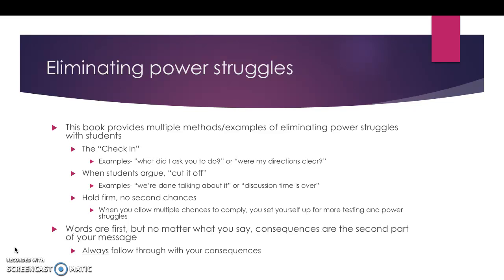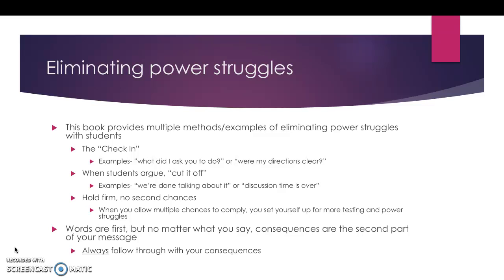And this is a very unaggressive way of basically calling them out and letting them know that you know that they're not doing what they're supposed to do. And most of the time, they'll get on task after this. So the next example of eliminating power struggles is the cutoff. So a lot of times, if you go to give a student directions or tell them they can't do something, they're going to try to argue, negotiate with you, sometimes lie right to your face. And the best way to deal with this is just to cut it off.